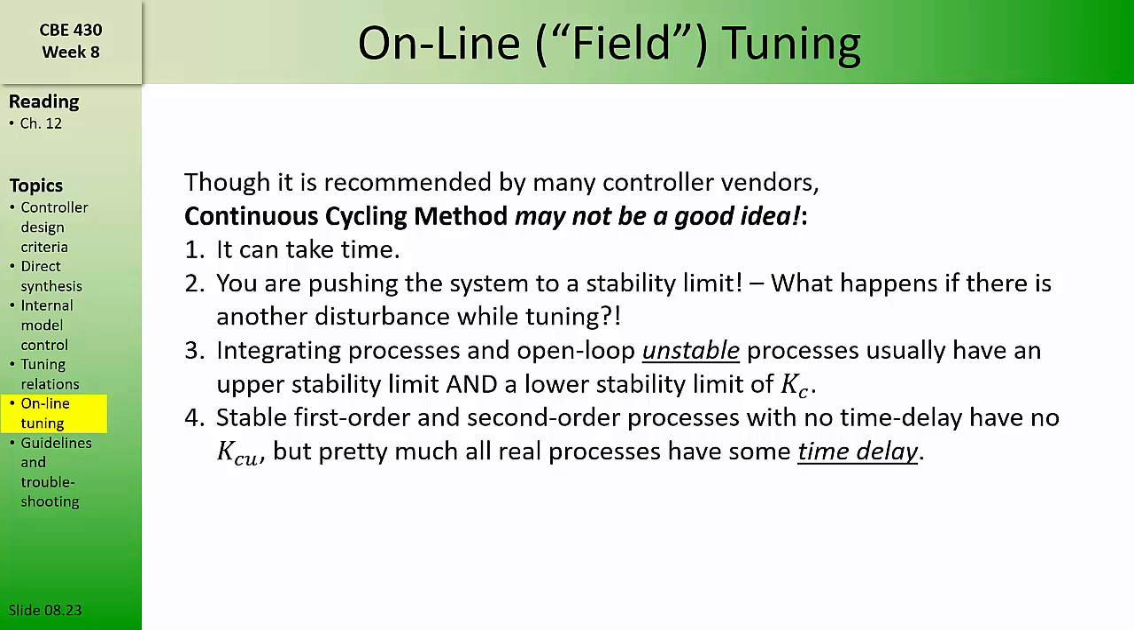Now, pretty much all real processes have some time delay, but that time delay might be associated with an electronic signal that's really only a few microseconds or milliseconds. So these processes would have very large ultimate gains. Finding that ultimate gain can be challenging, and the resulting controller tuning settings may be too aggressive. An alternative to using the continuous cycling method is to use relay auto-tuning or step tests.